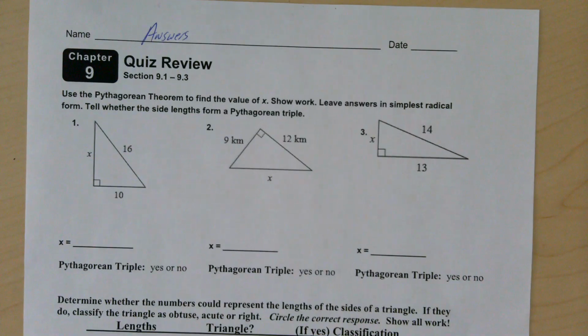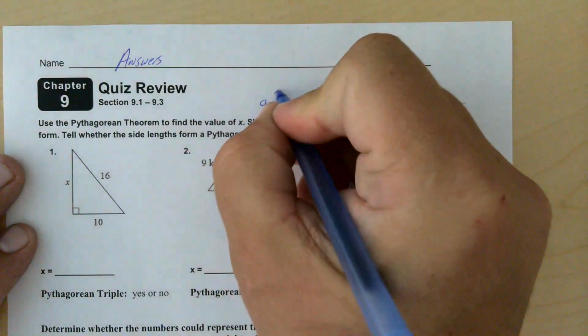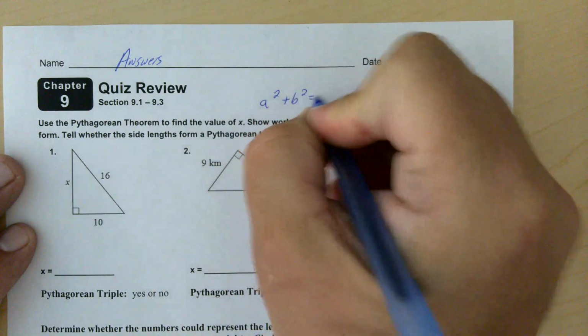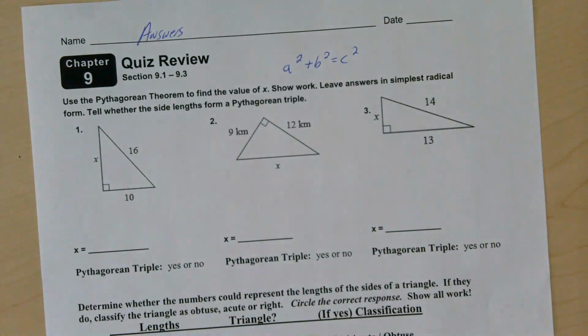Take a look at this quiz review. You're going to have a quiz on 9-1, 9-2, and 9-3. 9-1 is all about a squared plus b squared equals c squared. So I give you a chance to practice a couple basic Pythagorean theorem problems.